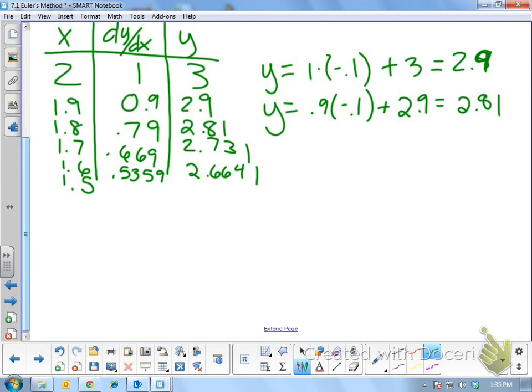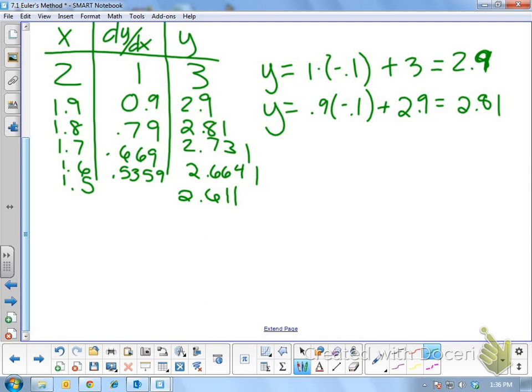So your final answer should be 2.611 or 10. You can truncate and still get full credit. So does everyone see where they may have made the tiny mistake? Okay. And there's so many steps going on, it's easy to mess up one of the steps as you're going.